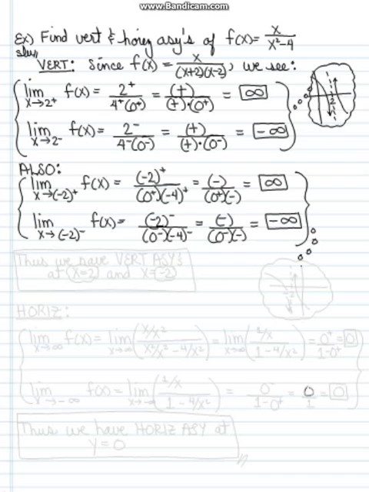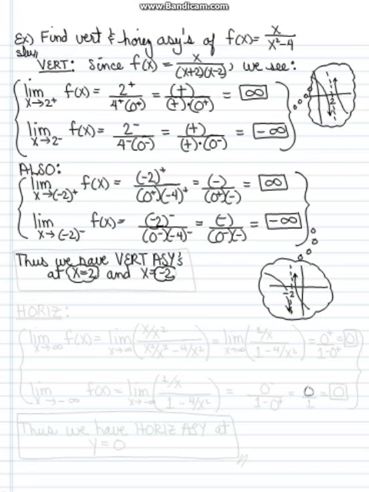So let's see what that picture is going to look like near the zero, x equals negative 2. Approaching from the left, we go towards negative infinity. Approaching from the right, we go to positive infinity. So we see this sort of opposite action occurring at the vertical asymptotes. Thus we have the vertical asymptotes at x equals 2 and x equals negative 2.